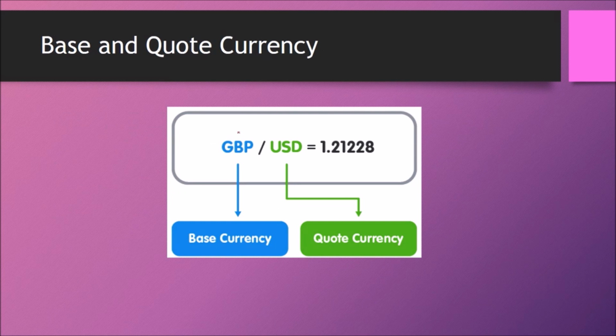With that, we come to another term, which is base and quote currency, and this will help us to explain to you which currency will you be buying and which currency will you be selling. In this scenario, we have GBP against USD. GBP is called the base currency, and USD in this scenario is called the quote currency. In some other texts, this is found as variable currency.